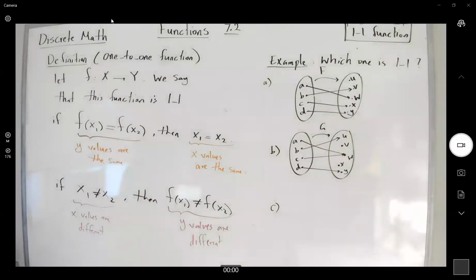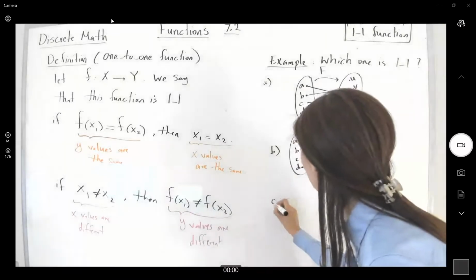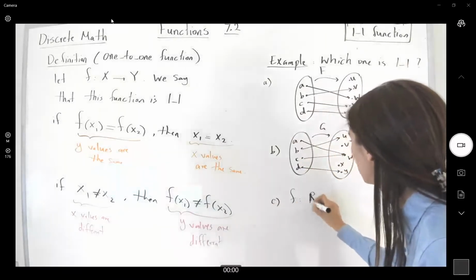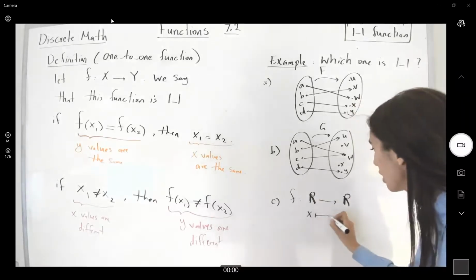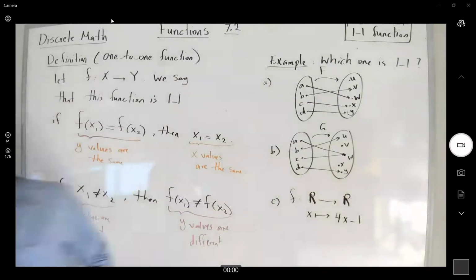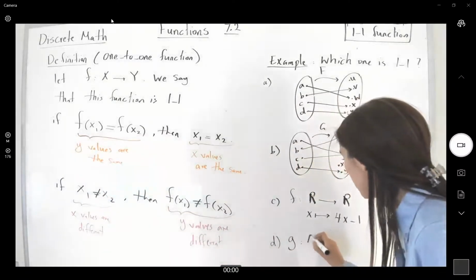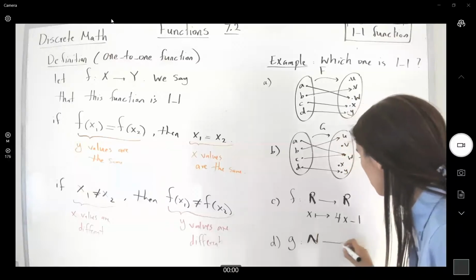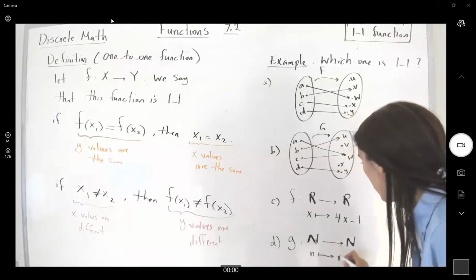Part C says, well, I have f of x equals 4x minus 1, f from R, the real line, to the real line. It takes x, each element in R, and gives you 4x minus 1. And the other one, part D, you have function g from N, the natural numbers, to the natural numbers. Okay, this is interesting. It takes n and maps it to n squared.